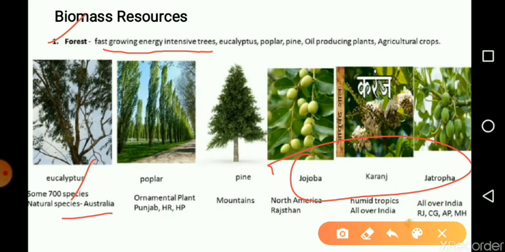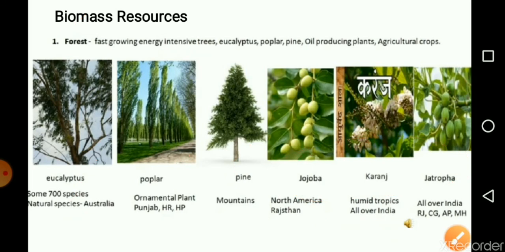and it is normally obtained in Australia itself. And some of the popular trees are pine trees, which are obtained in the mountain range, which are ornamental plants, and these are fast growing plants. So from this we can use the wood as well as the wood chips. So this is the very first resource of the biomass.